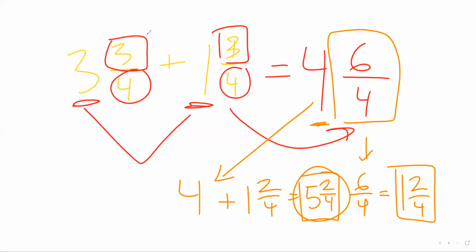So that's what's going to happen sometimes, is you can't just always add your whole numbers and then add your fractions and all is good and you move on. Sometimes when you add those fraction parts together, you're going to end up with a top heavy fraction like we did here. And then that just allows you to convert that and add in the extra whole. I hope that made sense. If not, don't worry, because we're going to do another problem right now thinking about that idea.